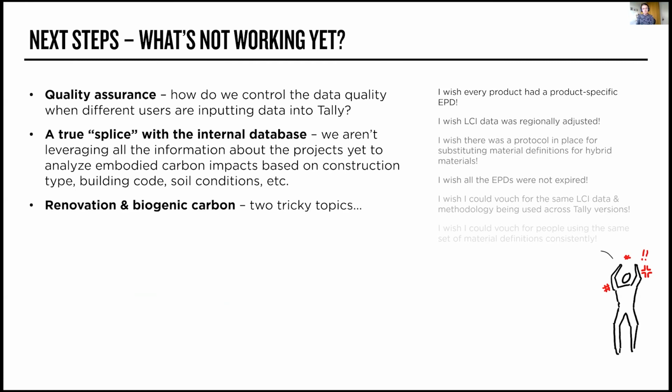The next thing that's not quite there yet is a true splice with the internal database. Like, we know that we're collecting so much other information about our projects, like what is their energy performance, how are the soil conditions, what is the building code that the building is built under. All of this information could be used to make the analysis better. It's just not done yet. And renovation and biogenic carbon, which is like a whole other thing. Like, it's really difficult to control for quality in these cases.